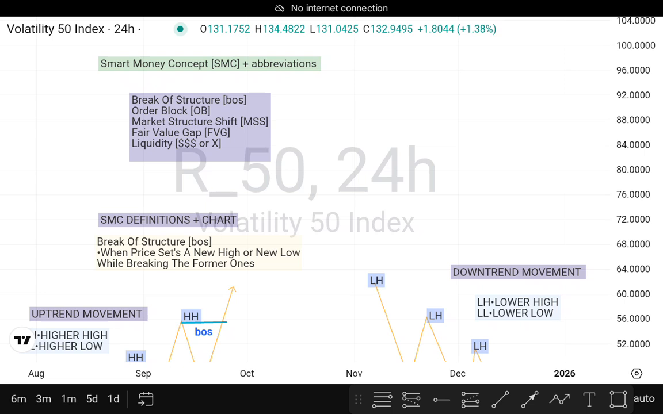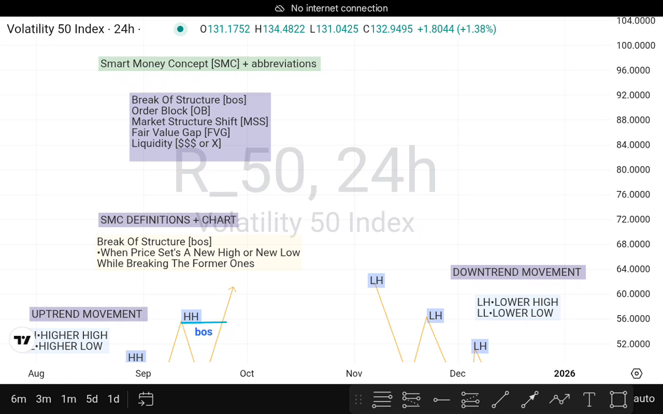Make sure you have a pen and a book with you there. Today we'll be focusing on only two things. First, smart money concept plus its abbreviations, guys. Secondly is the smart money definition plus chart. I know many of you are interested in growing your knowledge about smart money concept.